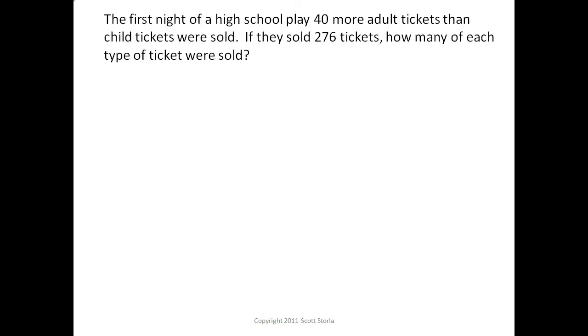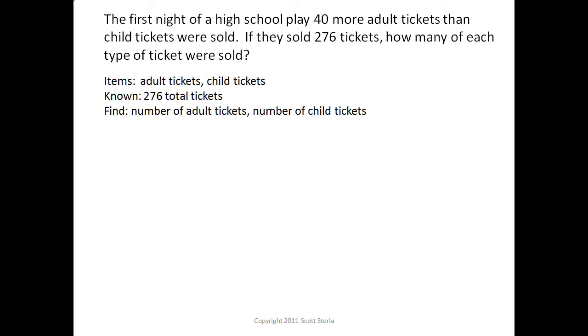I'll run through the first one and then you can practice on some. In this problem, I have a high school play with adult tickets and child tickets. I know I sold a total of 276 tickets, and I'm supposed to find how much of each type of ticket were sold. Starting with step 1, I know my items are adult tickets and child tickets. I know there's a total of 276 tickets, and I know I'm trying to find how many of each type of ticket were sold.